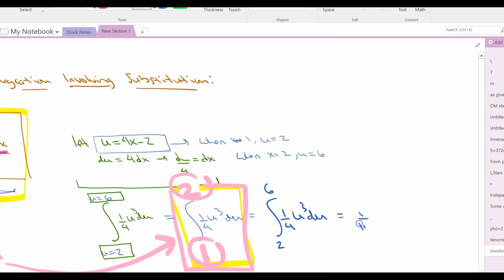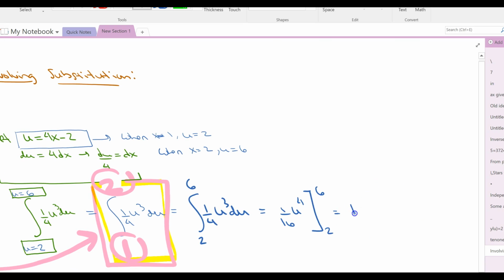And what I get is 1/16 u to the 4th evaluated from u equals 2 to u equals 6. And I do get 1/16 times 6 to the 4th minus 1/16 times 2 to the 4th. I can just do this actually. And there is my net signed area, okay?